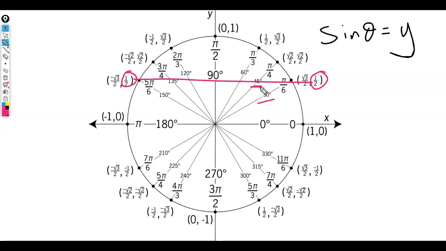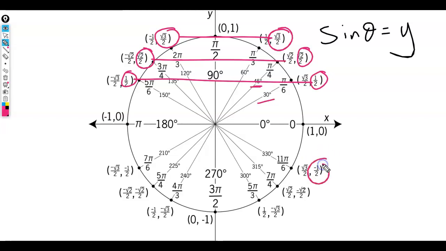How about sine of 45? What's the y value when we're at 45 degrees? That's radical 2 over 2. And no surprises, the one that matches it is directly across from it. How about this one? Radical 3 over 2. Why does this make sense? Well, all those points have the same height. They're both the same distance away from the x-axis, so they all have the same y value.